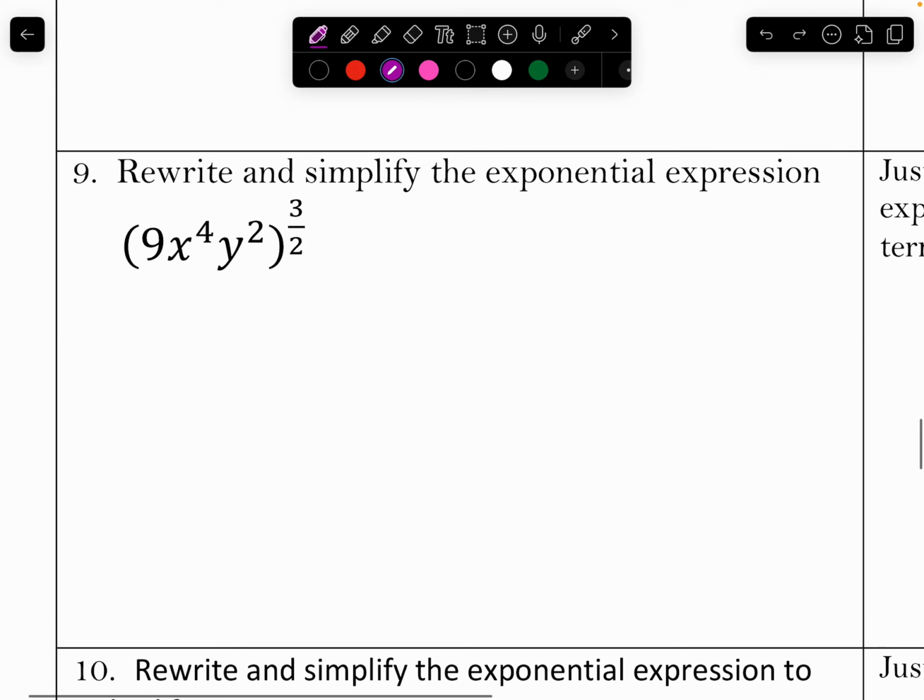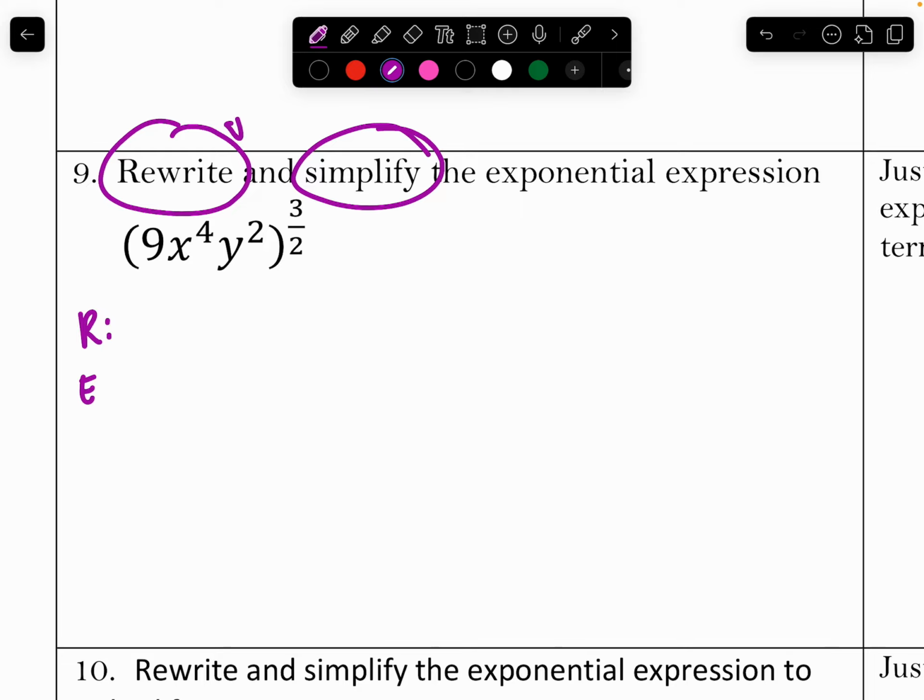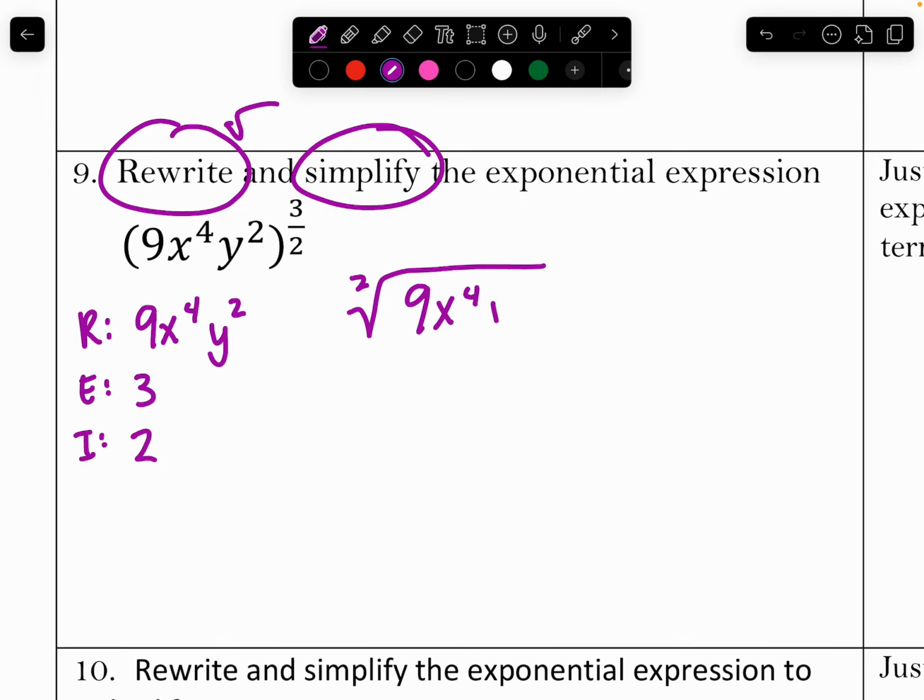Number 9, this is the one thing I kind of do not fully focus on. So if you need help, make sure you listen to this one properly. Here, you find your radicand. It says rewrite and then simplify. Rewrite into radical form. Radicand is 9x to the 4 y squared. Exponent is 3, index is 2. So write it down like this. 9x^4 y squared parentheses 3.